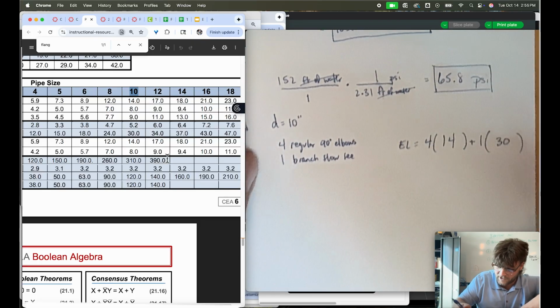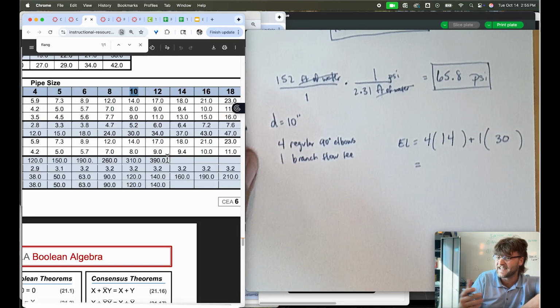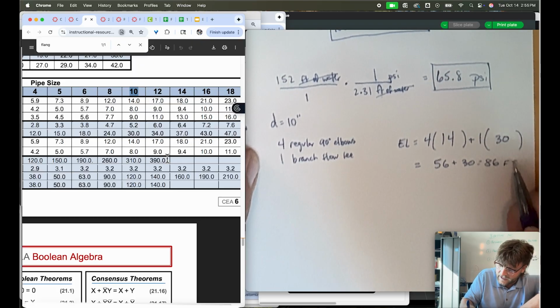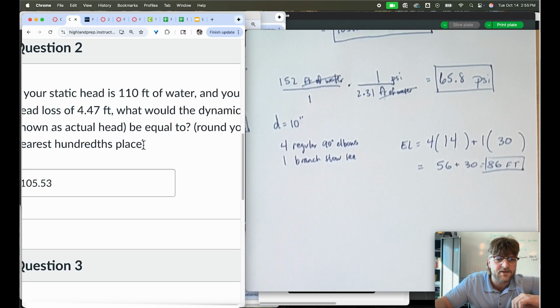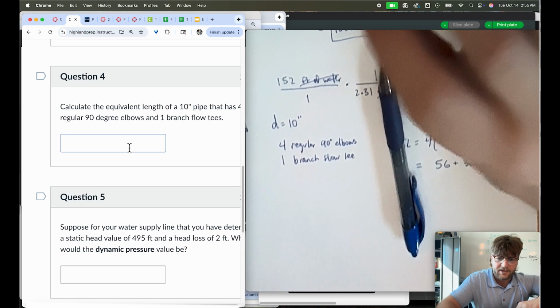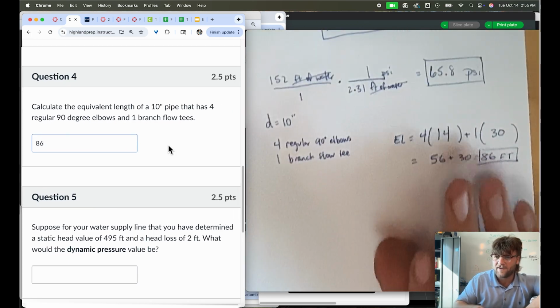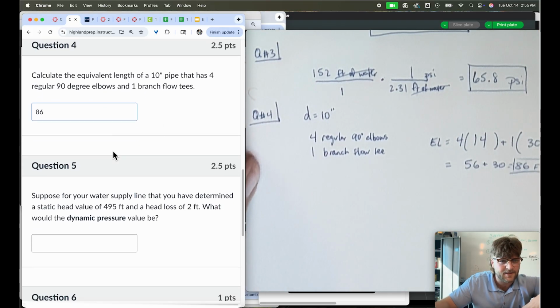And so now what we can do is we can end up calculating these out. And so 4 times 14 is going to end up giving us 56. 56 plus 30 is going to end up giving us 86. And then that final answer will be in a unit of feet. So we've got 86 feet here. And so what we can do is go ahead and pop down here for question number 4. We're going to put in there 86. And so remember, we just want the numerical answer. However, on our work, we always want to end up providing the unit. So that's the answer for number 4.